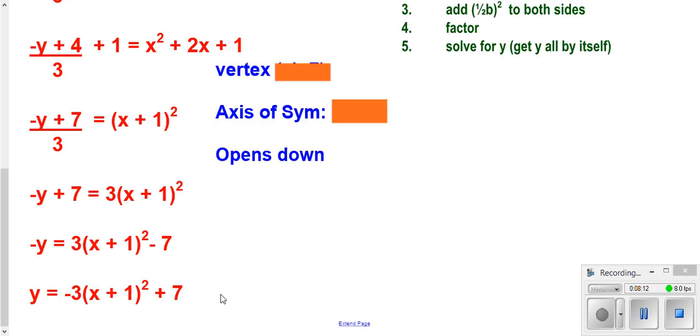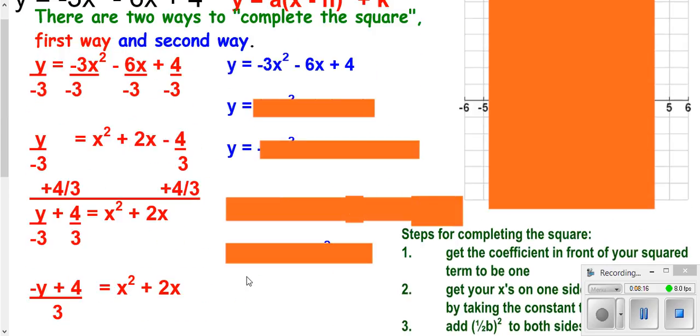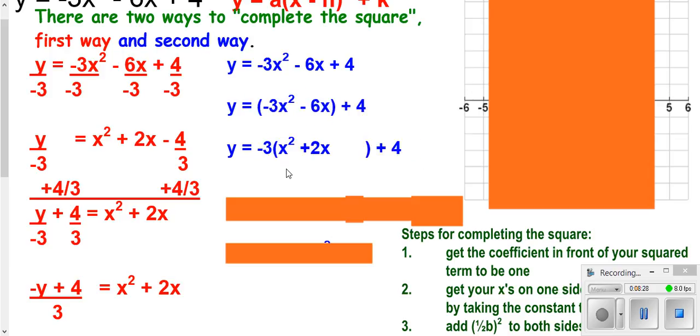And I would get this. Now, what's it look like if you use the other method where you keep everything on one side by itself? You want the number in front of your squared term to be 1. So I'm going to take a -3 out of just the x's. Now we've got to complete the square with our x's after we take that -3 out. So I'd have to take half of 2 and square it, and that tells me what I'm going to add.